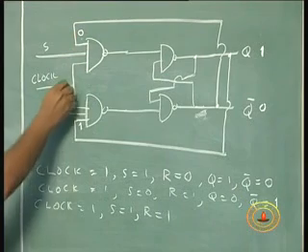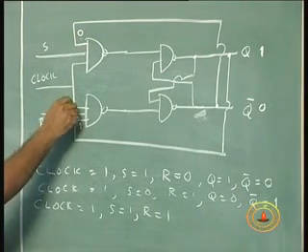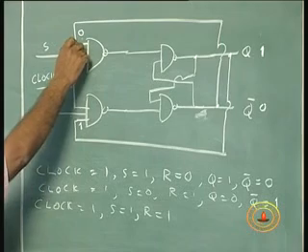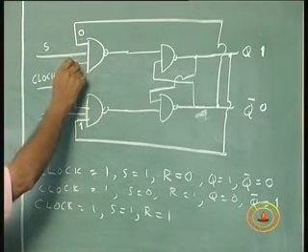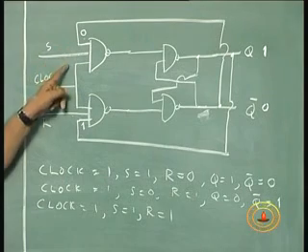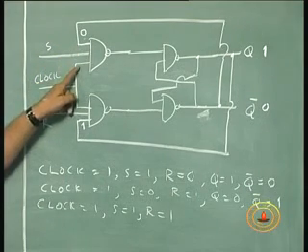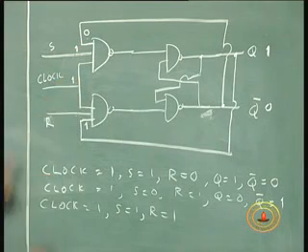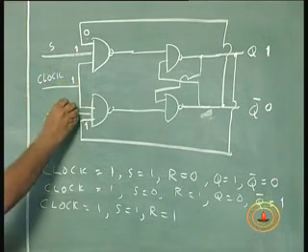Now we put clock is high, R is high. So all the 3 inputs are high for this. Here 0, 0, 1. Is that right? S is gone. 0, 1, 1. 0, 1, 1 is the input here. This is 1, this is 1. So I am making clock high, S is high, R is high.